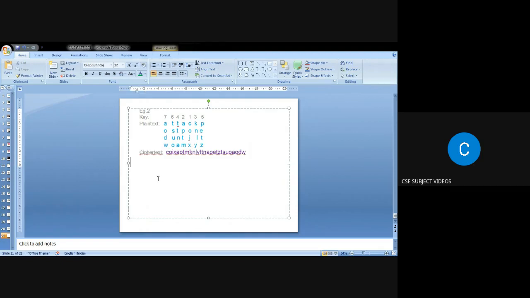I hope all of you have understood these few GATE questions on cryptography and network security. Thank you.